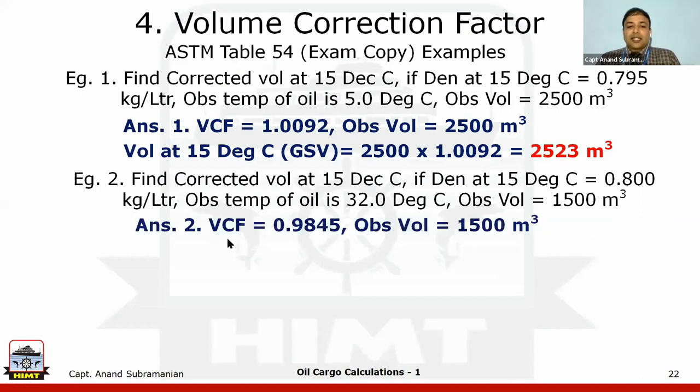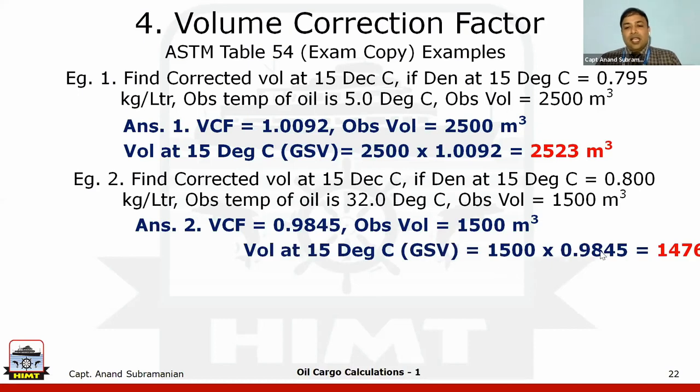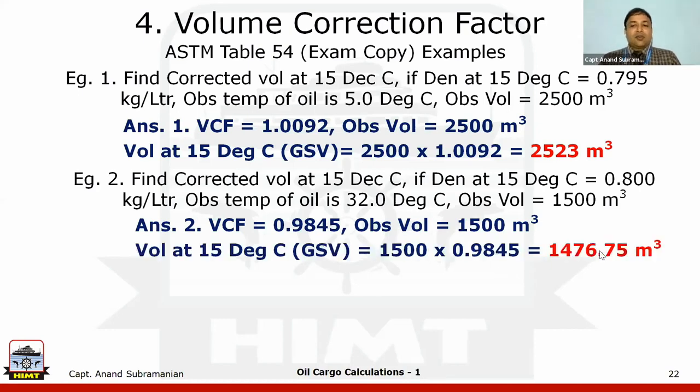The working out is exactly the same. This VCF we've already calculated from an example, 0.9845. The observed volume is 1500. So multiply these two and you get 1476. Before we go to the next step, just go one step back and see. At 32 degrees, the volume is 1500. Now when I cool it to 15 degrees Celsius, the temperature comes down, which means the volume reduces. Is the volume reducing here from 1500 to 1476? Yes, sir. That means your calculation is more or less correct.